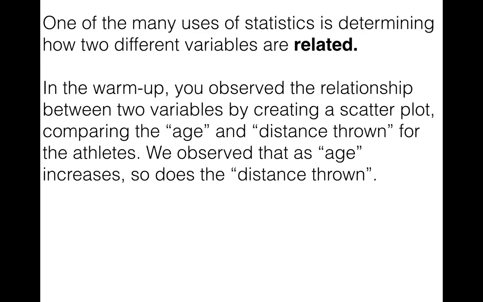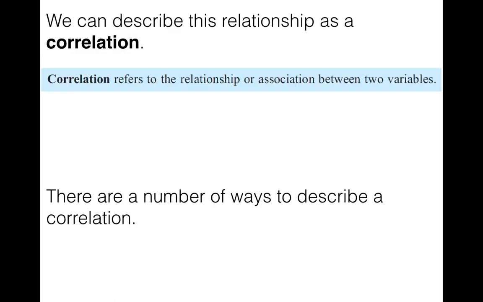So correlation is a part of statistics. In statistics, one way that we can use statistics is to determine how two different variables are related to each other. So for example, age and distance thrown would be two variables that we saw are related. And we saw this in the warm-up. And again, we saw that as age increases, so does the distance thrown. So this relationship we can describe as a correlation, which is basically exactly what we just described, the relationship or association between two variables.